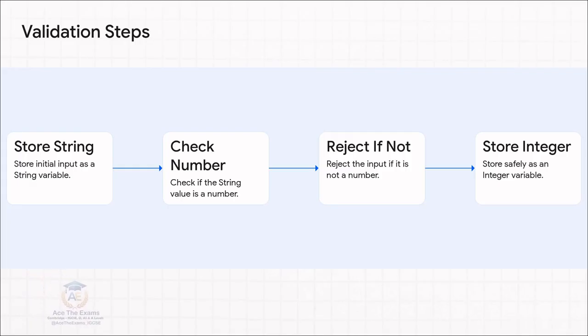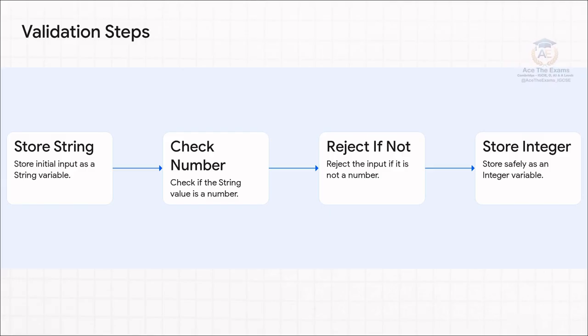Step 1, always store the initial input as a string variable first. By doing this, you're effectively creating a digital quarantine zone. Strings will accept absolutely anything, letters, weird symbols, numbers, without crashing. Step 2, once the data is safely quarantined, you check if the value inside that string is actually a number.